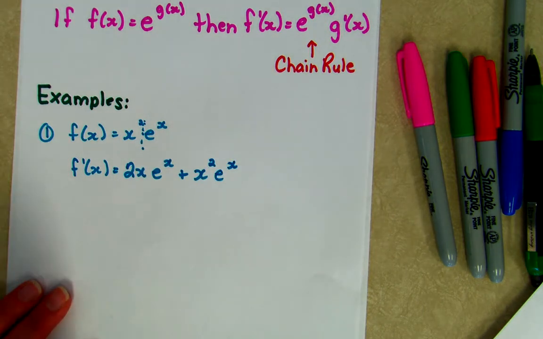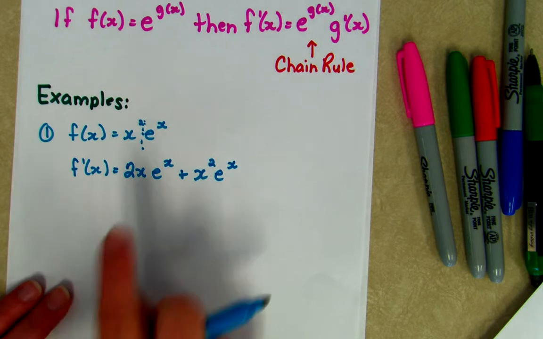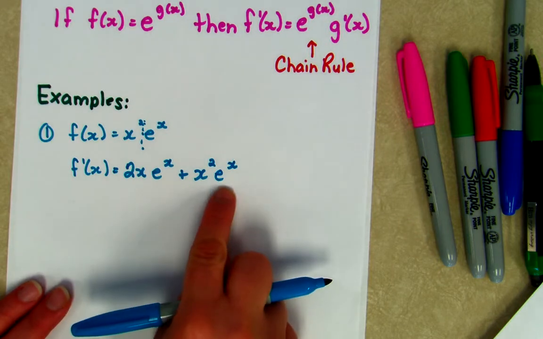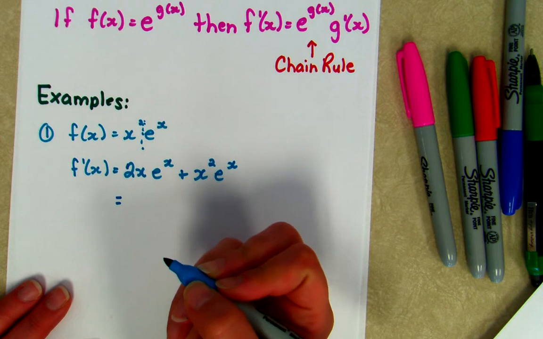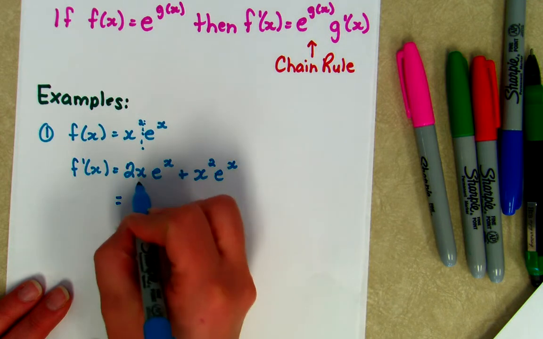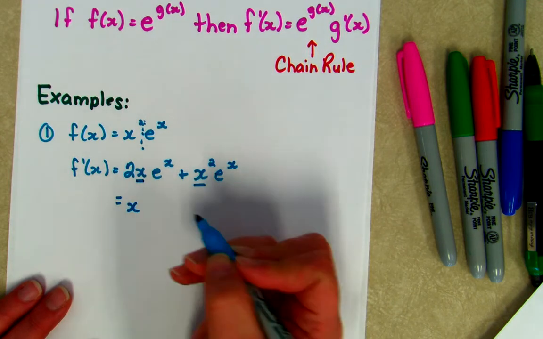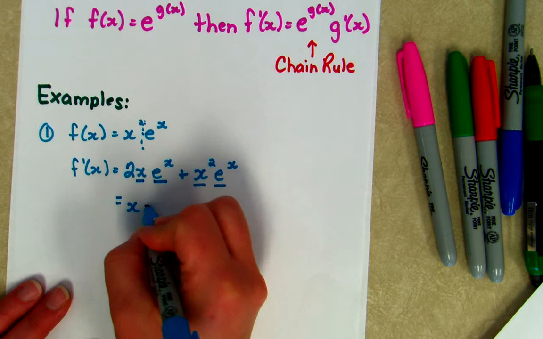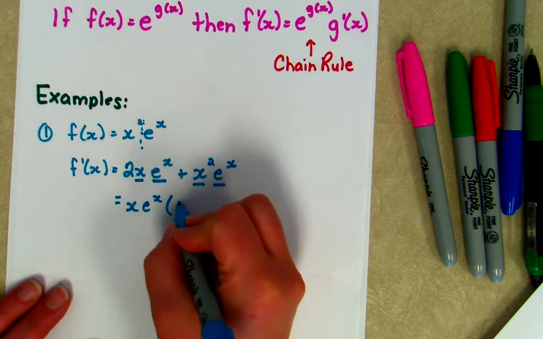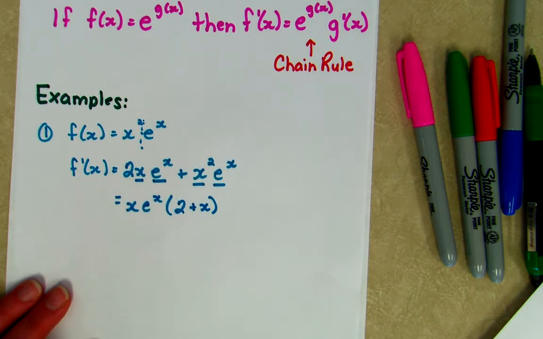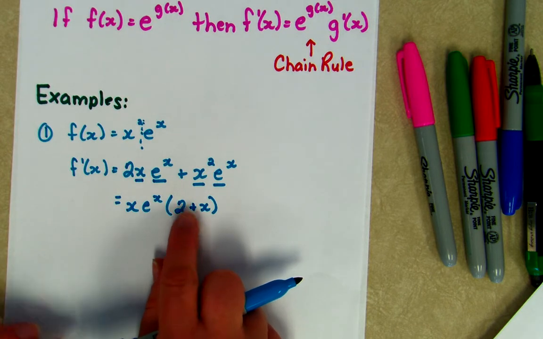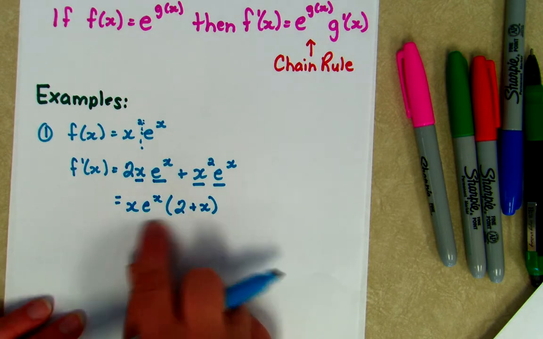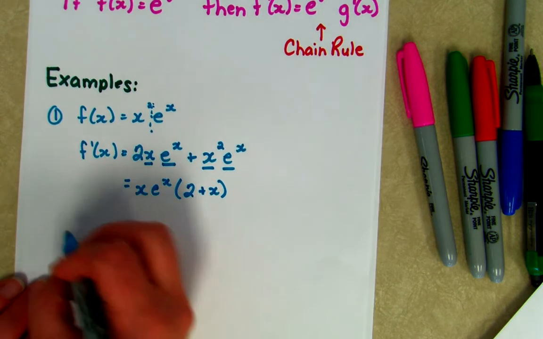Now, because e to the x is its own derivative, when you start doing rules like product rule and quotient rule, you're going to see e to the x pop up a lot, and I want you to get used to common factoring. If I look at this, both terms have an x, and both terms have an e to the x. So then I'm going to have 2 plus x in the bracket. This is just a way of simplifying it, but as we do further examples where we have to work with this and solve it, this is much better.